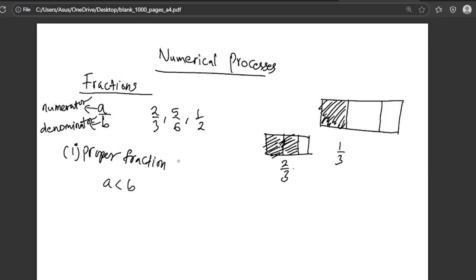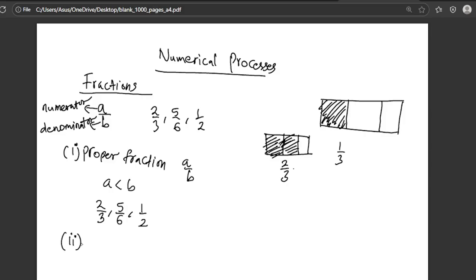A proper fraction is a fraction in which the numerator is less than the denominator. Assuming the fraction is a over b, a is the numerator, b is the denominator, so a is less than b. That is, the numerator is less than the denominator. Examples are 2 over 3, 5 over 6 which we saw earlier, and also 1 over 2. They are all proper fractions. You can see the numerators are less than their denominators.